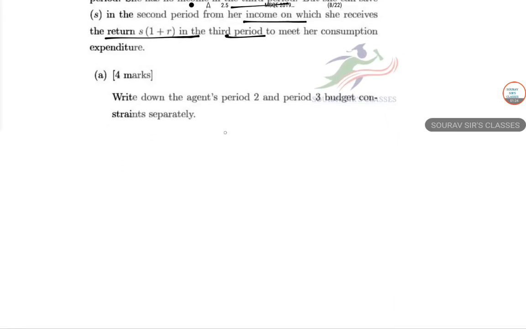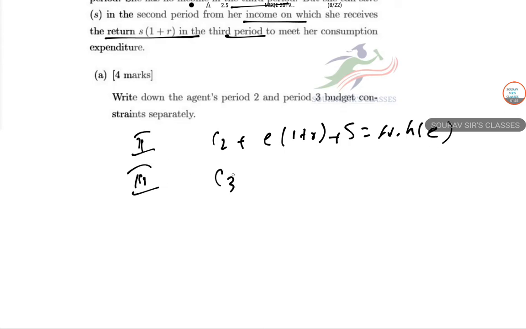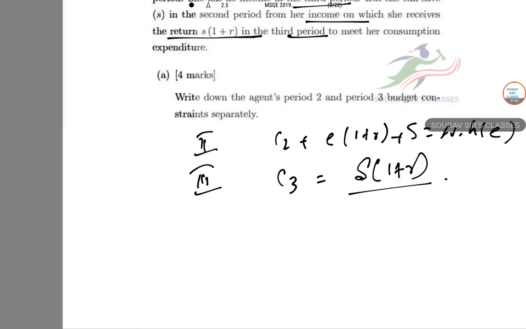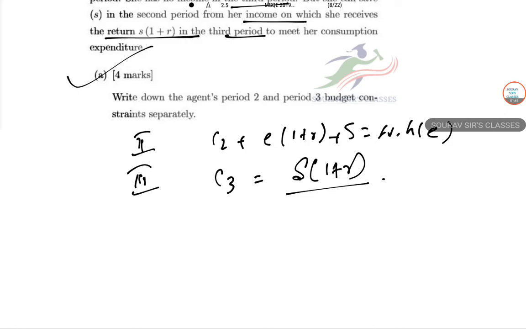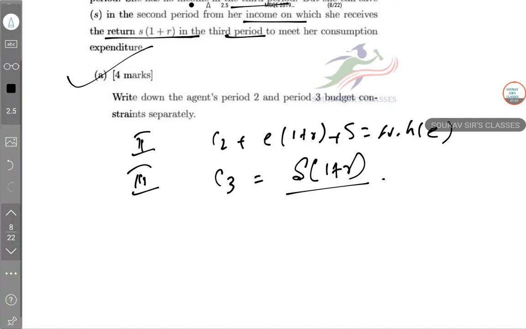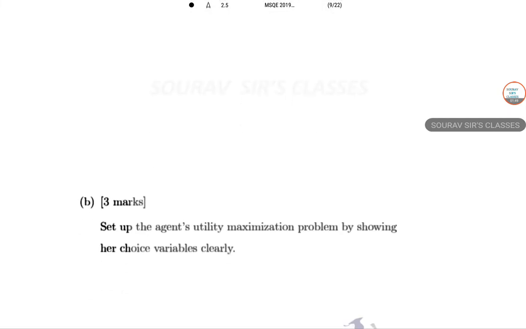So in period 2, what will happen? C2 plus E times (1 plus R) plus the savings S is equal to W times H(E). So this is period 2. In period 3, there is no income, so C3 is equal to S times (1 plus R); only the interest income from the savings she will receive. So the first part is very easily done. I am not explaining the terms here. At the time of the subjective examination you need to do that.